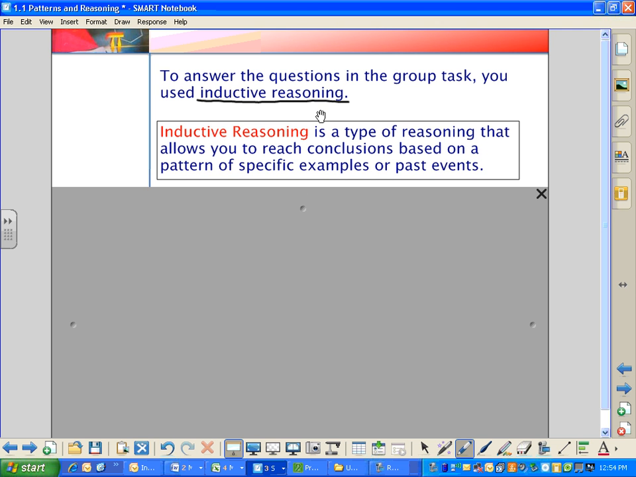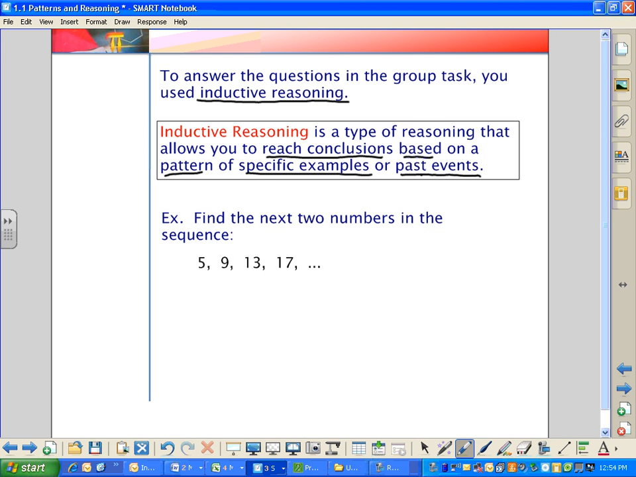Inductive reasoning is a type of reasoning that allows you to reach conclusions based on a pattern of specific examples or past events. In other words, you're looking at stuff that's already happened and you're trying to say, okay, based on what's already happened, what do I think is going to happen next? And that's the process of inductive reasoning. So let's look at an example.